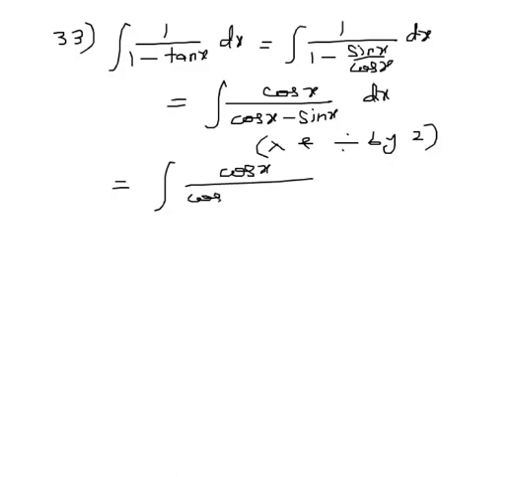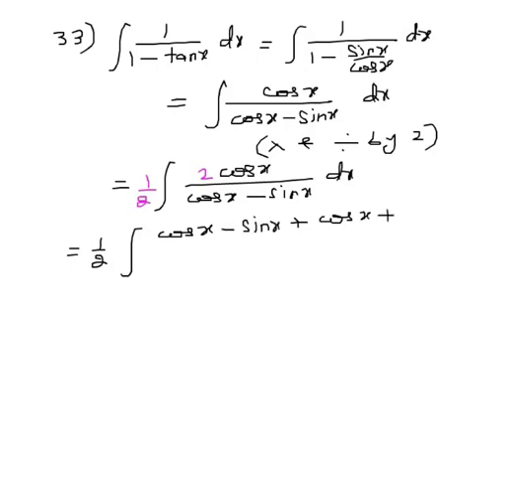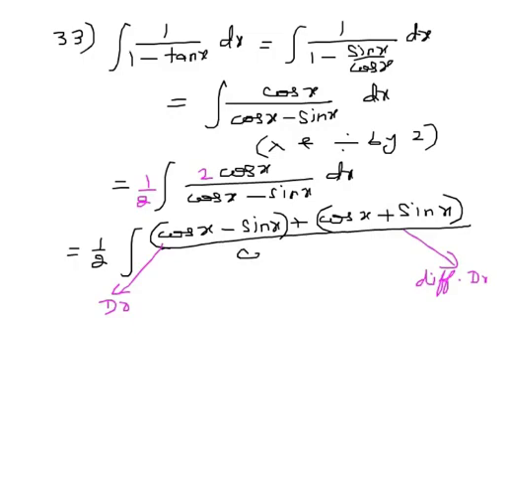Cos x divided by cos x minus sin x dx. We are multiplying and dividing by 2. Now the numerator 2 cos x can be written as cos x plus cos x. Now I will subtract sin x and add sin x, so that this is the denominator and this is the differential of the denominator, divided by cos x minus sin x dx.